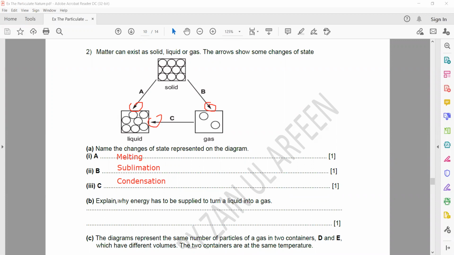And the second part B, why does energy have to be supplied to turn a liquid into gas? So if we want to convert a liquid into a gas, why do we have to supply energy? To move the particles apart, that's one answer. What about others? So particles can move apart, yes. What else can we mention? To make the particles more further apart, yeah, that's right.